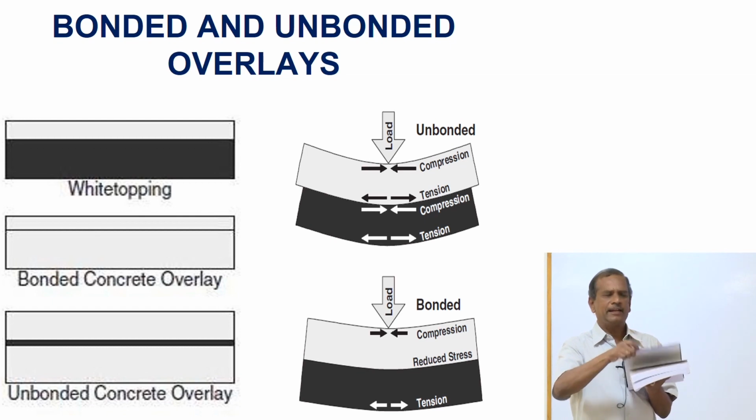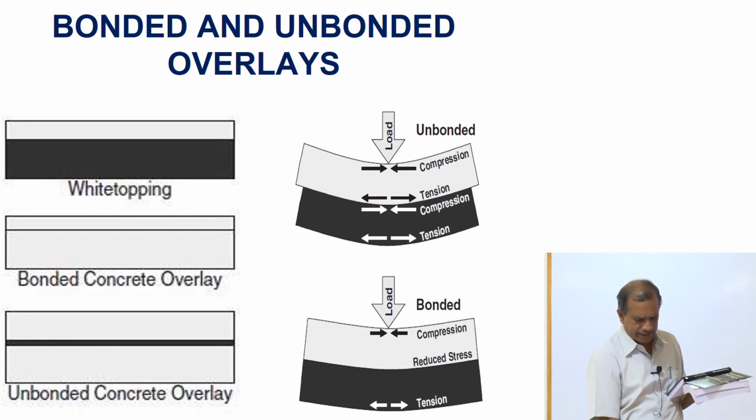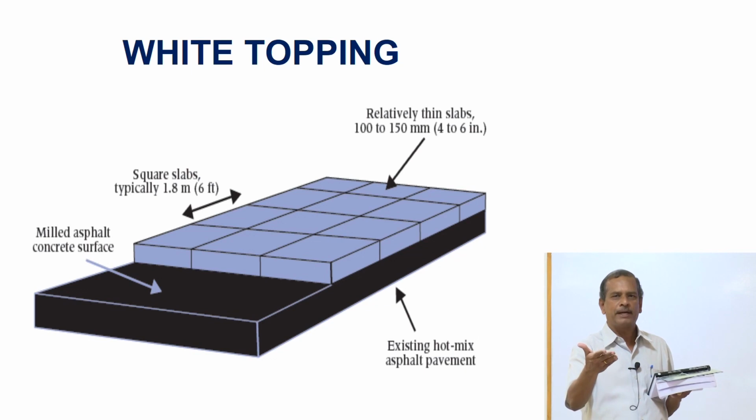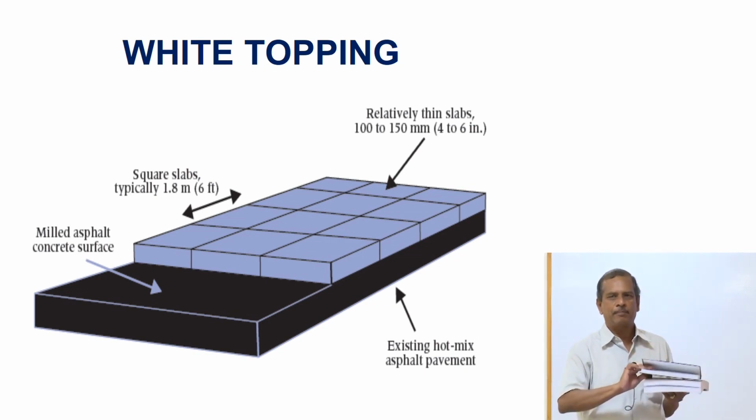If I provide a thin layer on the top, then it's possible that the layer may crack. So I have to ensure a bond between this concrete pavement and this bituminous layer. How do I ensure the bond between these layers is the question here. So I have to mill the surface to ensure better bonding and provide a concrete pavement.